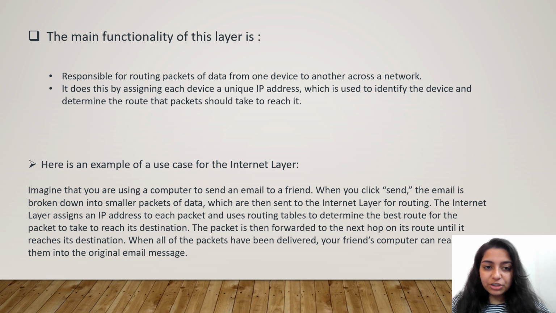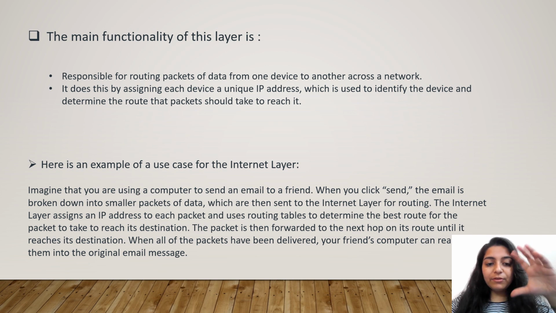Now, the main functionality of this layer is that it is responsible for routing packets of data from one device to another. When a device has to send a packet, what will it do? It will check the routing table, and after checking the routing table, it will see which is the best possible way for a packet to be sent. In this example I've explained the same thing.